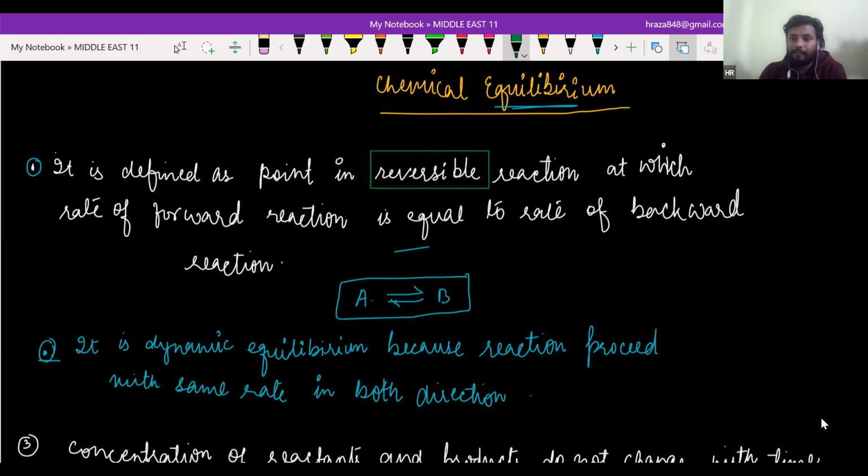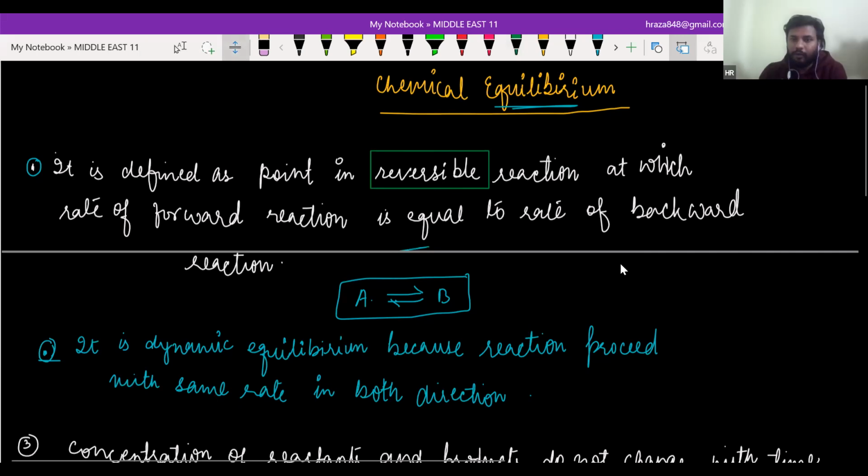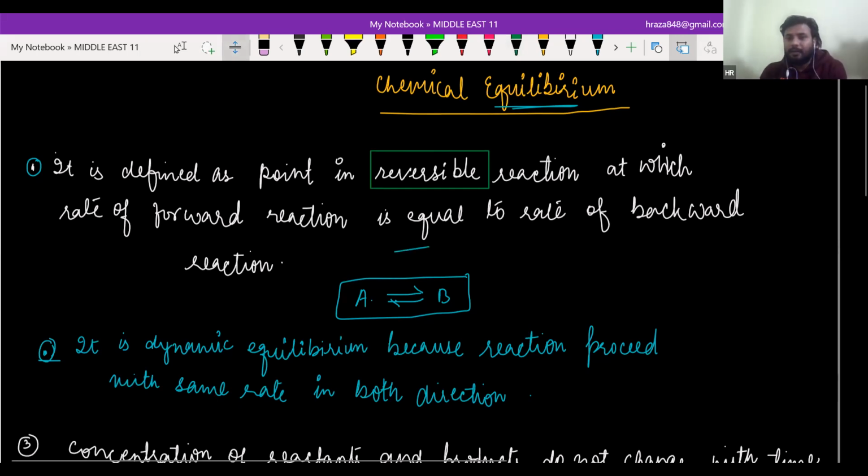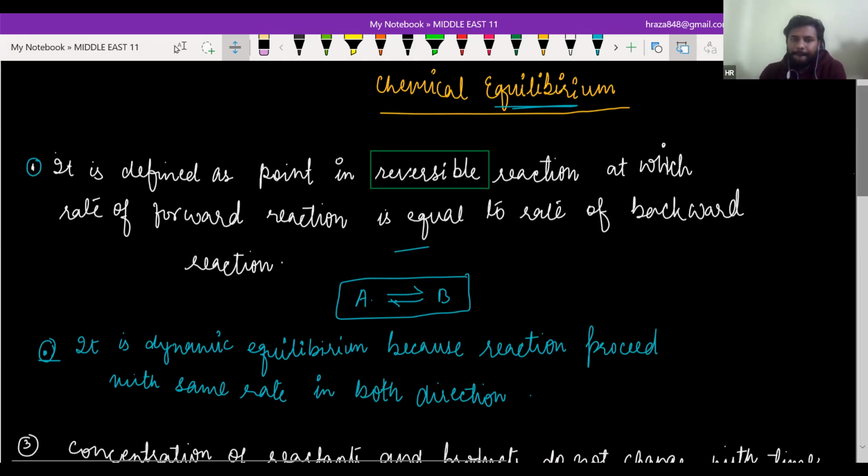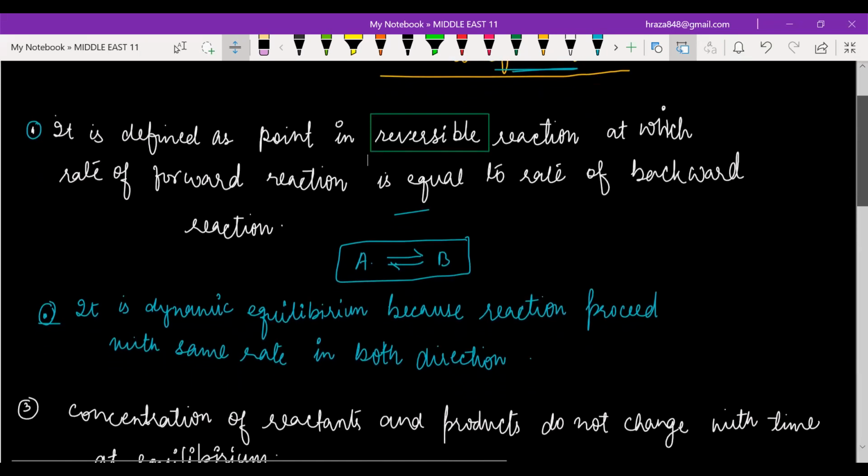Is that clear? Now, coming to the next point: this equilibrium is basically dynamic in nature. In physics, you have two terms, static and dynamic. Static means at rest, and dynamic means in motion. At equilibrium, rate of forward is equal to rate of backward. That means A is converting into B, so it is in motion, as well as B is converting into A at the same rate, so B is also in motion. Due to this motion, it is called dynamic equilibrium. Is that clear? Okay, write it or take a screenshot.